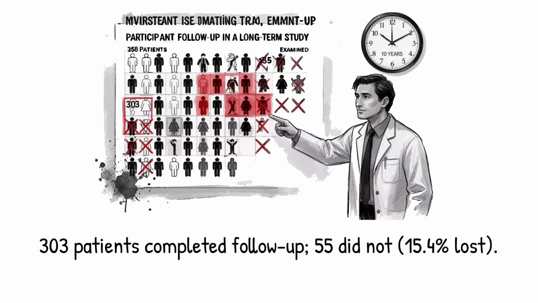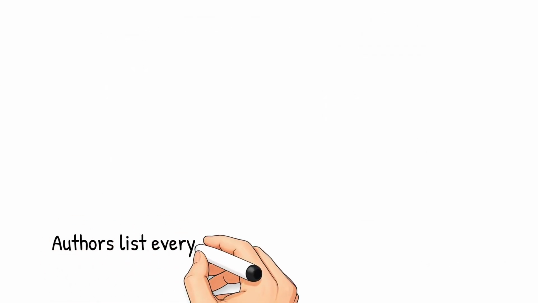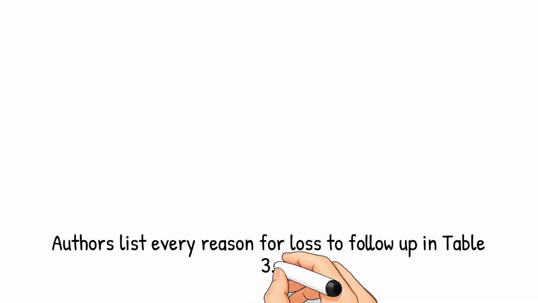This is a retrospective cohort with one group and no comparison arm. For this design, the relevant question is not statistical power, it's attrition. And the authors don't hide it. Table 3 in the paper lists every reason, patient by patient.